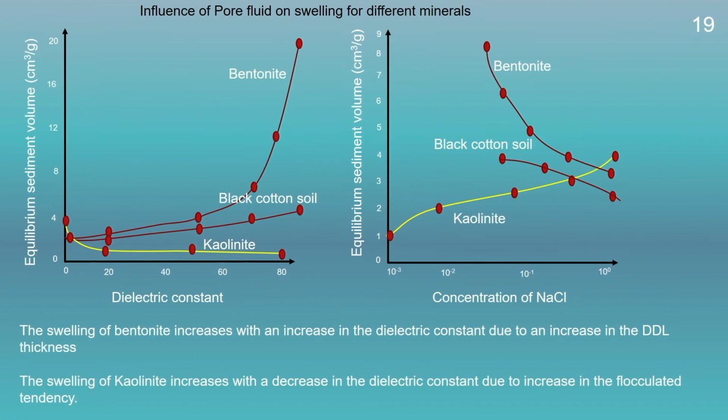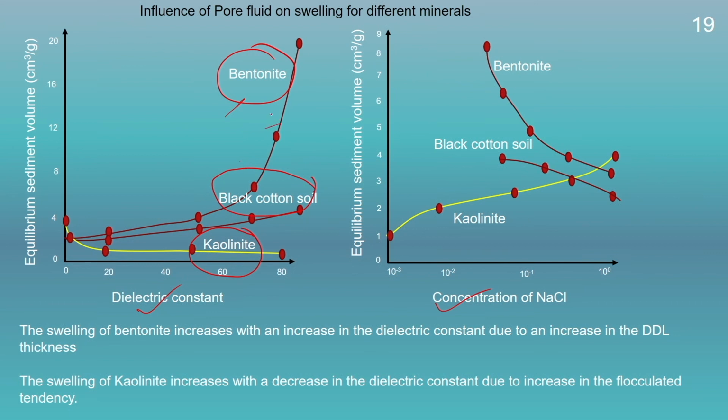Now, if we compare the effect of the pore fluid on bentonite, which is an expansive soil that contains primarily the mineral montmorillonite, and black cotton soil, which is also another expansive soil containing the mineral montmorillonite, it has been compared with kaolinite. Here the equilibrium sediment volume of the swollen soil sample has been taken for different dielectric constant.